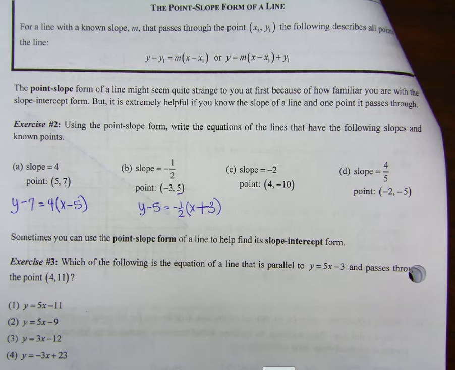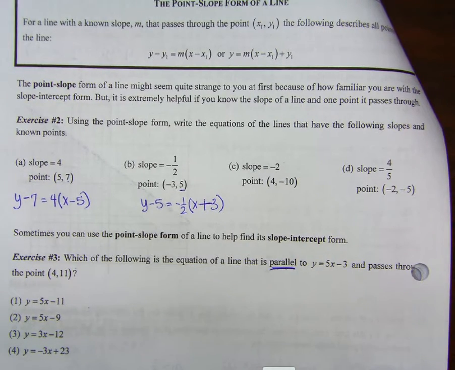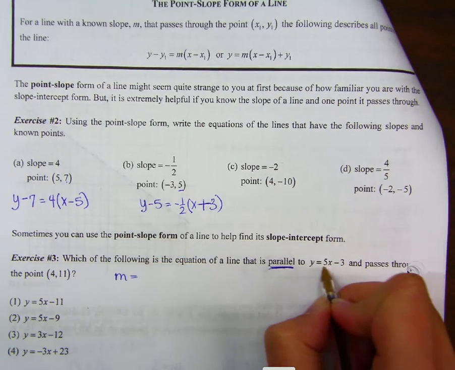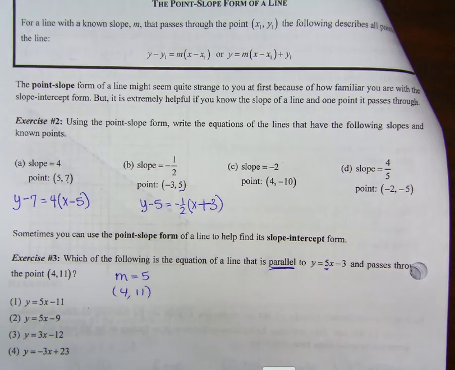All right, so the next one is multiple choice, and the clue here says that you can sometimes use the point slope form of a line to help you get the slope intercept form. So the exercise says, which of the following is the equation of a line that's parallel to y equals 5x minus 3 and passes through the point 4, 11. So we know that the slope of our new line has to be the same as this slope because the lines are parallel, and it has to go through the point 4, 11.